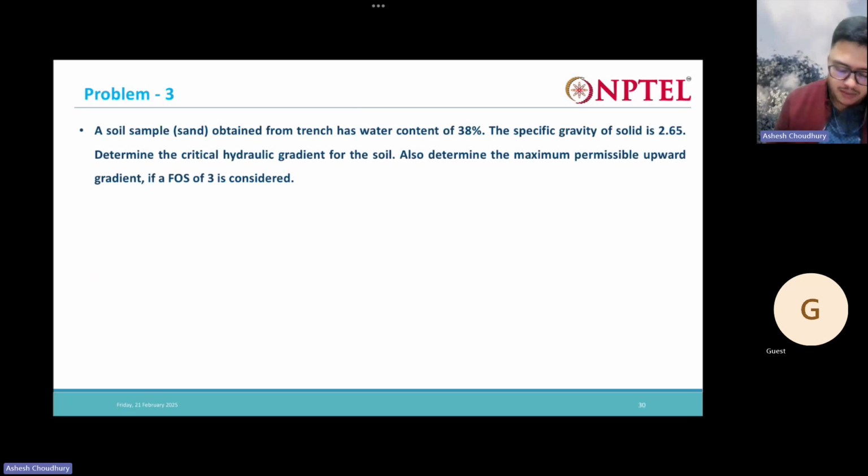Now, this is very simple, right? So critical hydraulic gradient, how to find? You already know: G minus 1 by 1 plus e. So just calculate this. I will wait for 1 minute. I want you to do it by yourself. So please try. Just put the values of G and e and find out the critical hydraulic gradient.